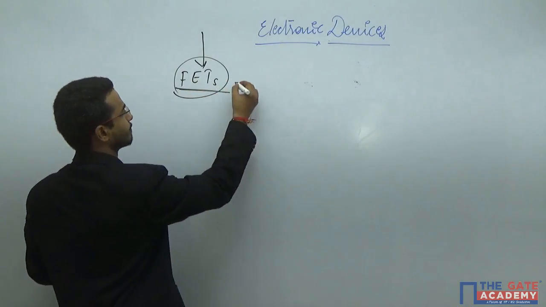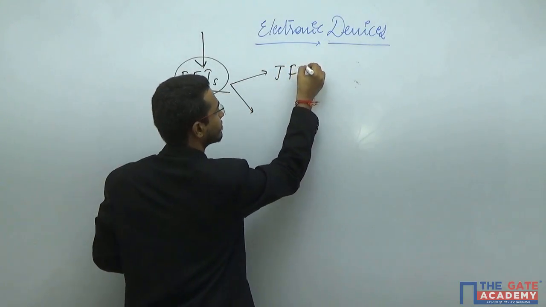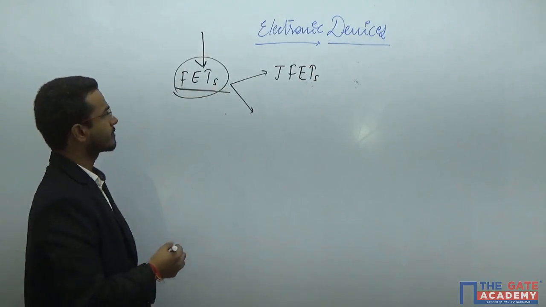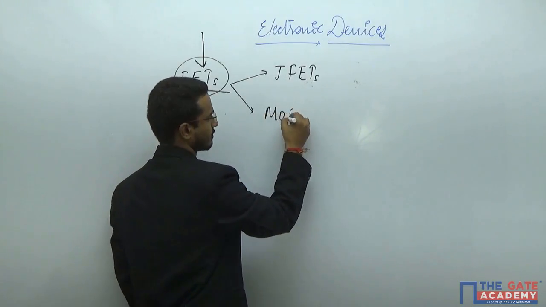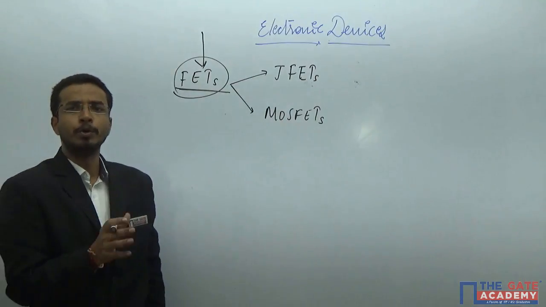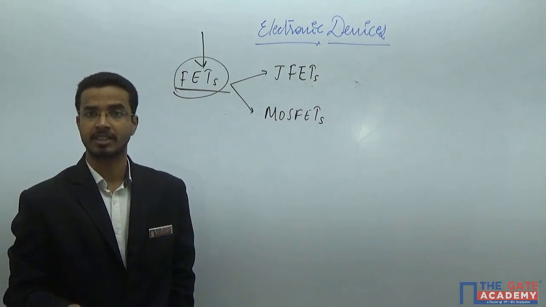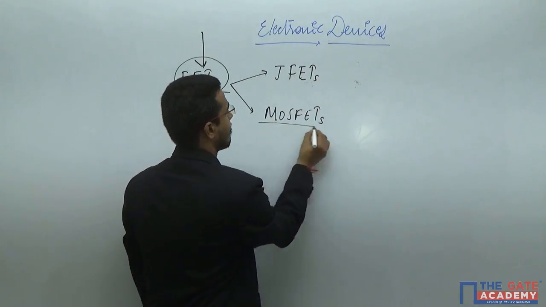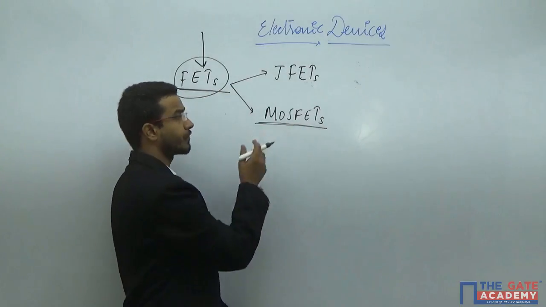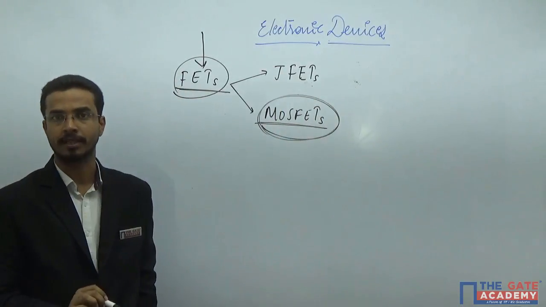FETs can be of two types. FET can be a JFET, or junction field effect transistor, and the second one is the MOSFET. Now this MOSFET is a very booming topic of electronic devices and a major area of research at this time, because the packing density of this device is very high and the power consumption required for the MOSFET is very low. That is why this is so important for today's industry.